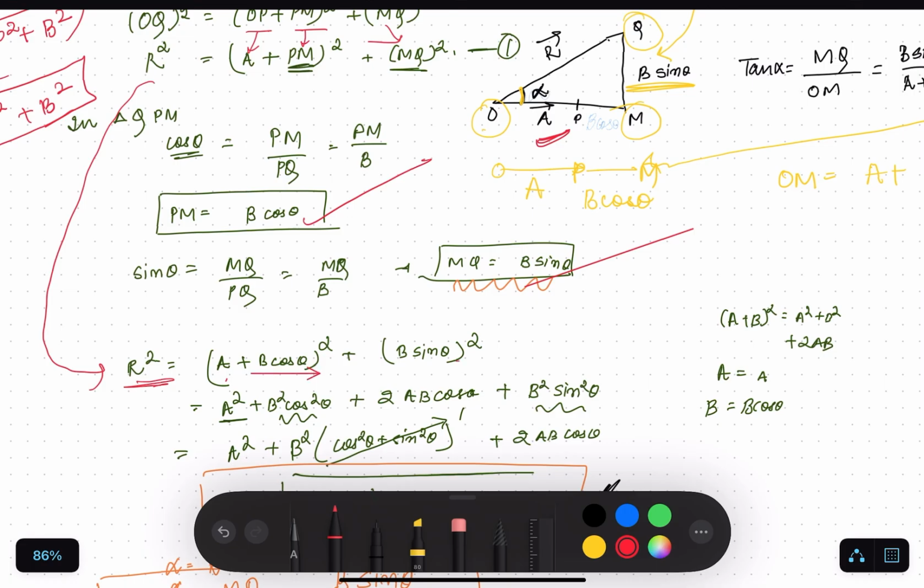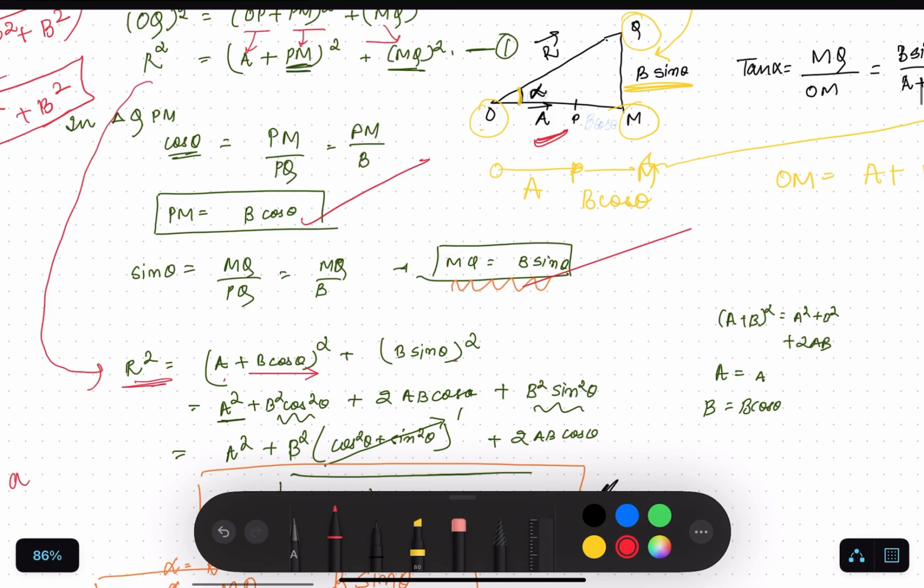I'm going to open this with the simple definition. (A + B) whole square is equal to A square plus B square plus 2AB. We know that. So what does A square come to? It will simply come to A square. B square would be B square cos square theta, plus 2 times A into B cos theta, and B sin theta would be B square sin square theta.